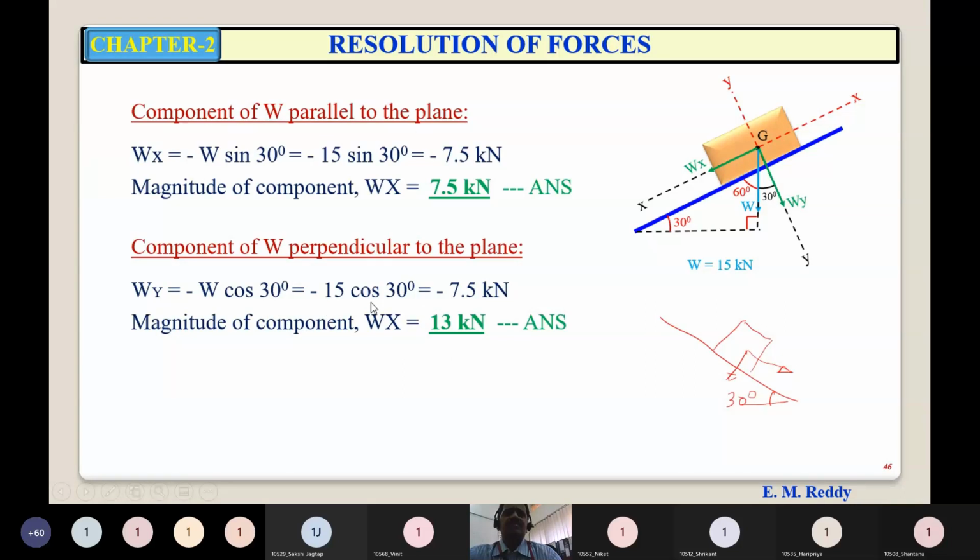Perpendicular to the plane, here it should be 13 kilonewton, and it will be y.